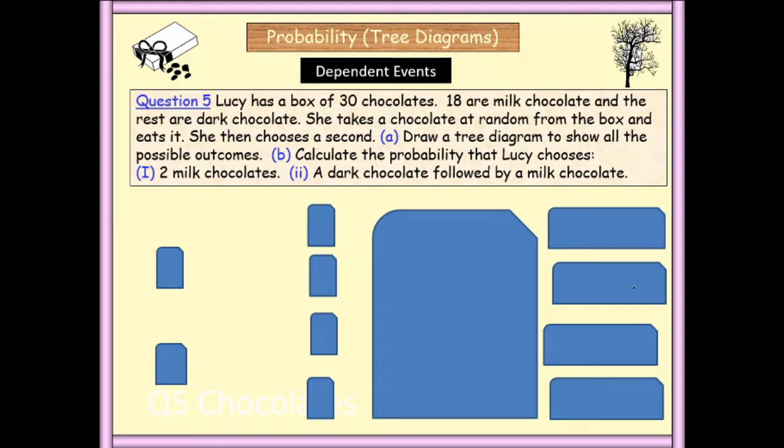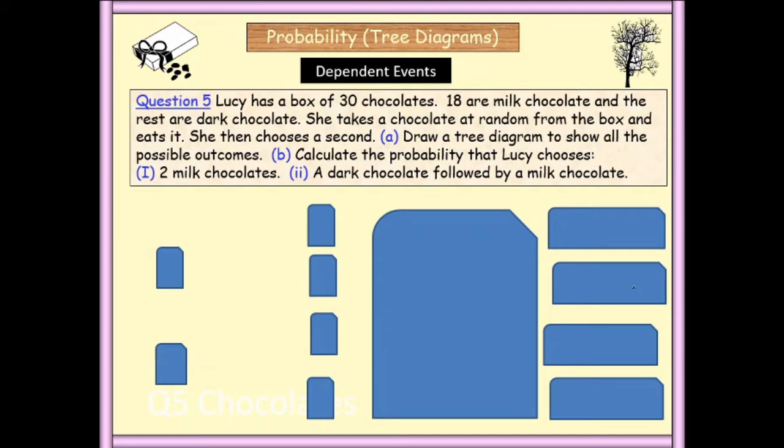Here's another question. I'm not going to talk through as thoroughly as I did the last one. So Lucy has a box of 30 chocolates, 18 are milk, and the rest are dark. She takes one at random from the box, and then chooses a second. Draw a tree diagram. Calculate the probability of 2 milk chocolates, and a dark one followed by a milk one. Give you a bit of time to work out.